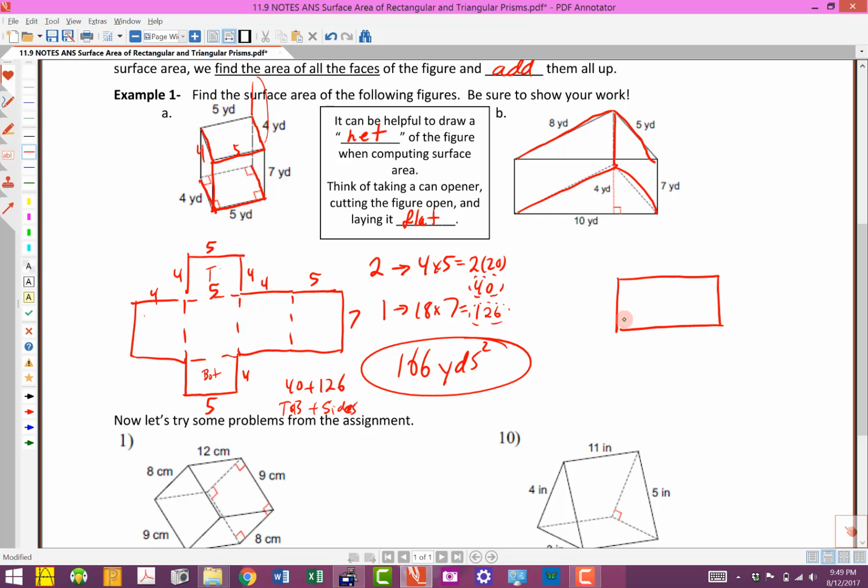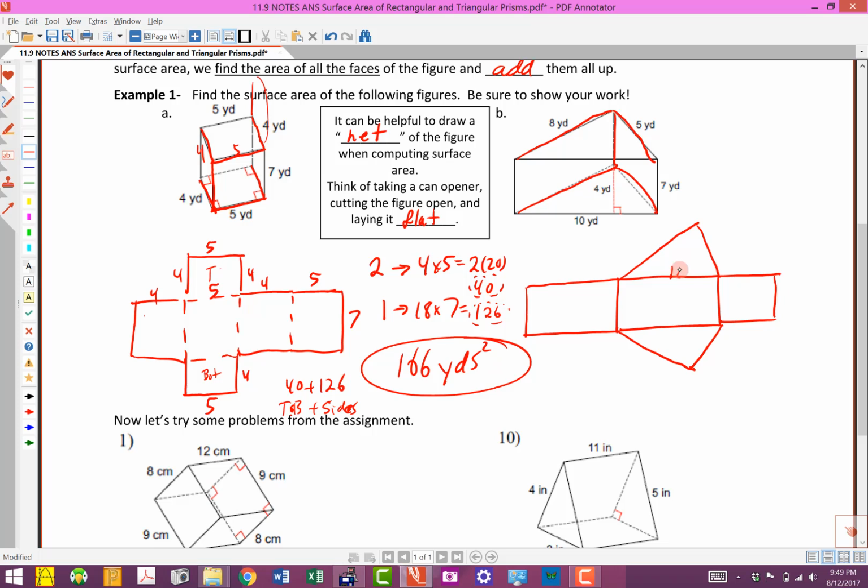Okay, so there's the front. The top is going to be a triangle. It's going to be sitting up like this. The bottom, if we let that flop open, it's going to be sitting down like this. So here's that right side right here. It looks like this. And here's this left side. It looks like that. Now, we do have the measurements for this right here.